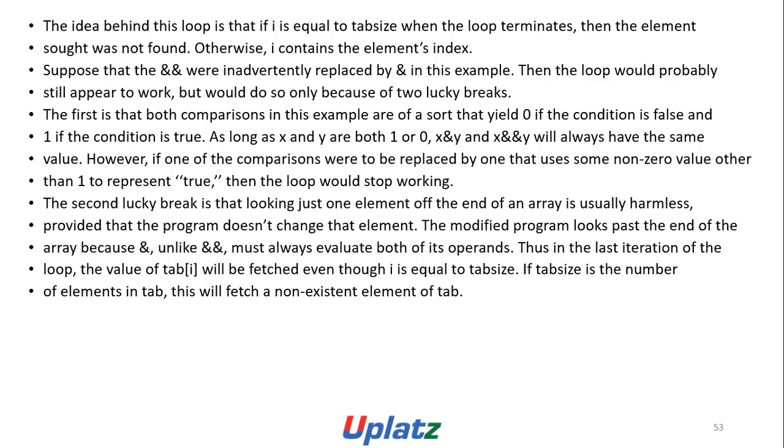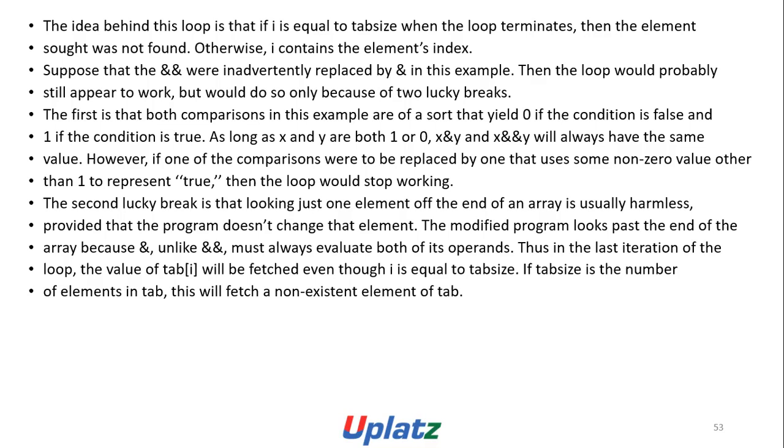Otherwise, i contains the element's index. Suppose that the && and || were inadvertently replaced by & and | in this example. Then the loop would probably still appear to work, but would do so only because of two lucky breaks. The first is that both comparisons in this example are of a sort that yields 0 if the condition is false and 1 if the condition is true. As long as x and y are both 1 or 0, x & y and x && y will always have the same value.